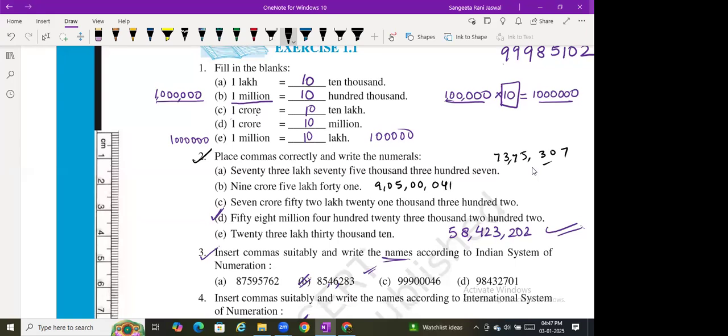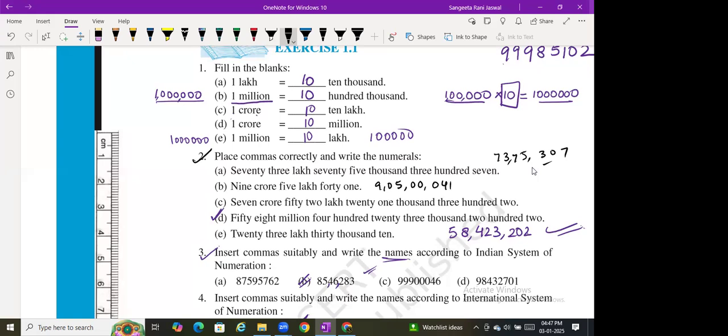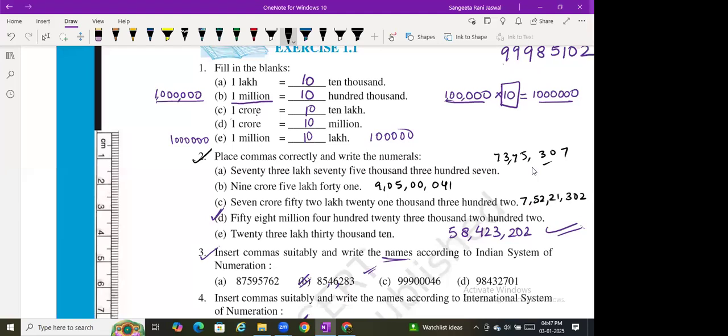Next, Nishika. Nishika will tell me. Yes, Nishika. Trilokya, tell me the next beta. Yes. 7 comma 52 comma 21 comma 302. Okay, good. 7 crore 52 lakhs 21,302. Great. Okay. Next one.